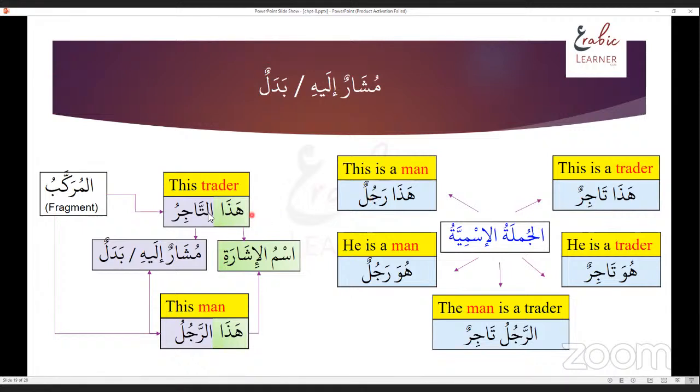But here I'm establishing a relationship. They cannot live without each other. This is a couple. This trader, okay? So I'm purposefully making it ma'rifa. Why? Because my ismul ishara is ma'rifa. Got it? Okay. This ism is called Musharun ilaiyh or badal.